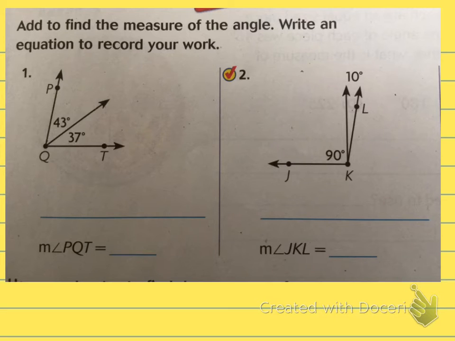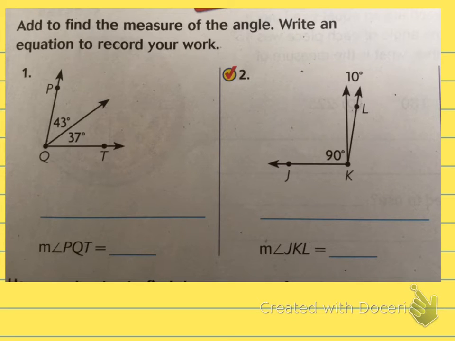All right, boys and girls, so here's what I'm going to do. I'm going to ask you to find the measure of the angle and write an equation to actually record your work. So as you're looking at number 1, I want you to look at what the angle is. You're right, the angle is PQT. Now, how will we find the measure of angle PQT?